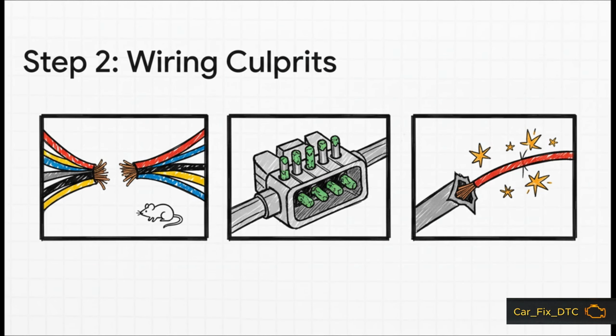Next up, it's time for a visual inspection. You're going to carefully trace the wiring harness that goes to the BCM. Look for any obvious signs of damage. You'd be surprised how much rodents love to chew on these wires. Check for corrosion inside the connectors, especially in areas that are prone to water leaks. A single loose connection or a wire that's been rubbing on metal, that could be the entire problem right there.